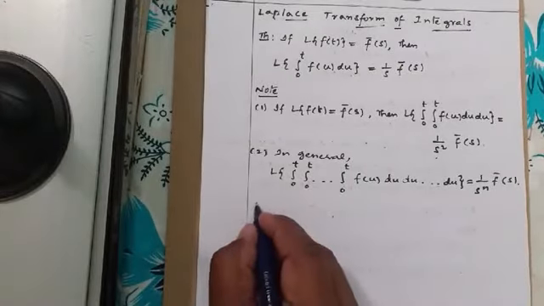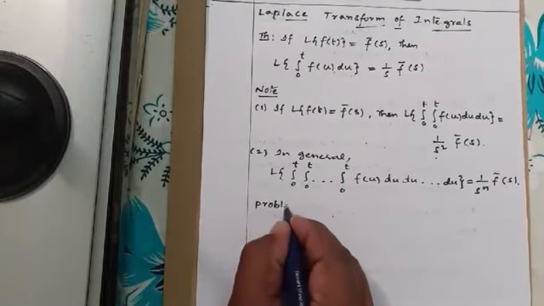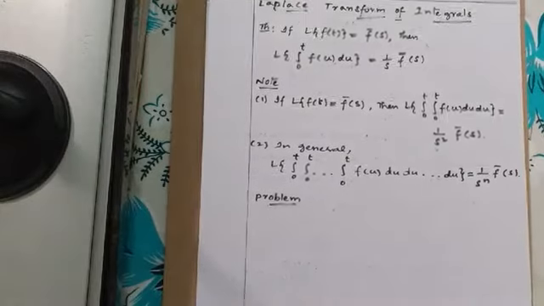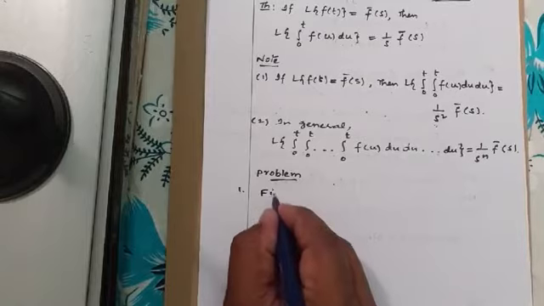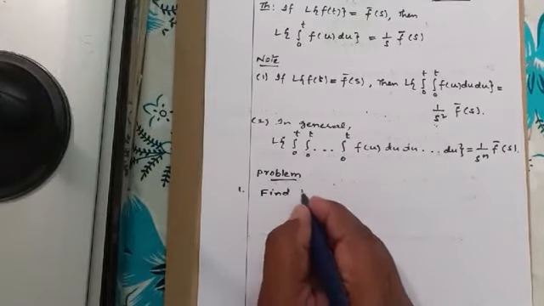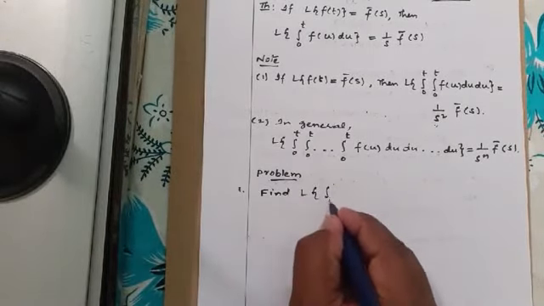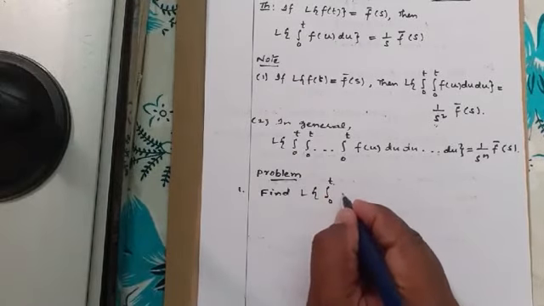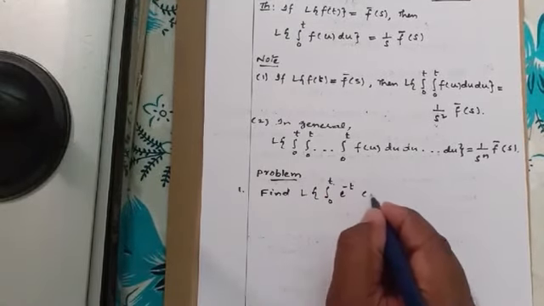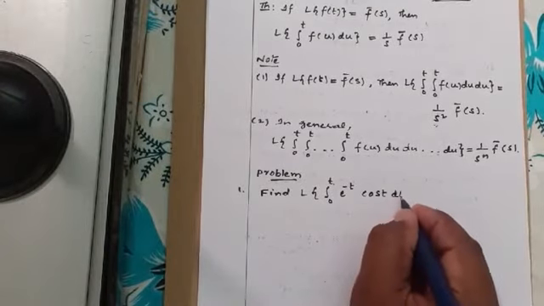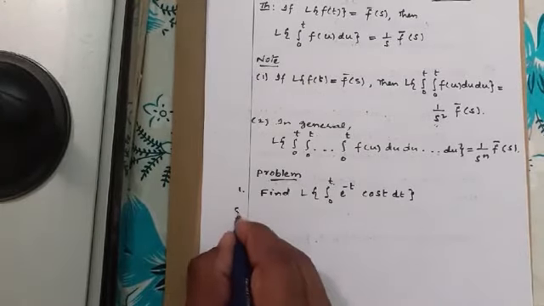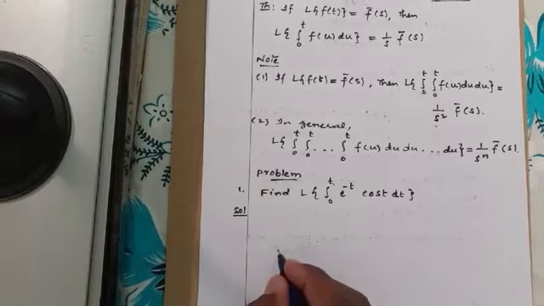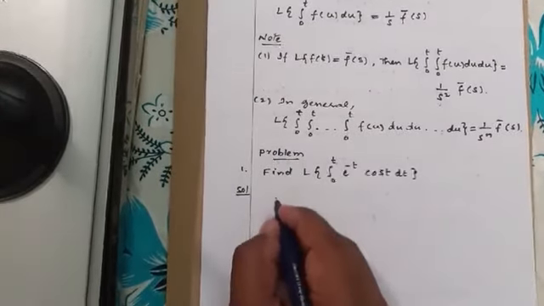Now let us have a problem based on this. If you do the problem, you can understand this. So the first problem is, find Laplace of integral 0 to t e power minus t cos t dt. This is the problem based on this. Now let us have the solution of this.